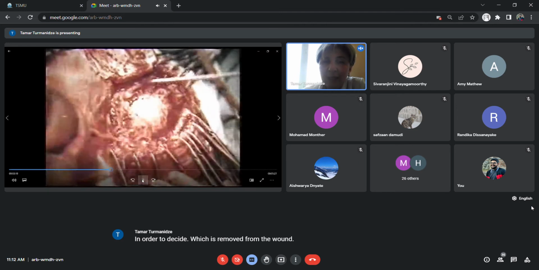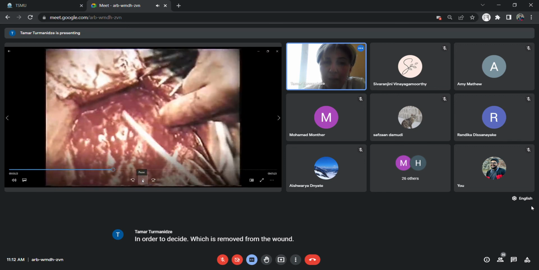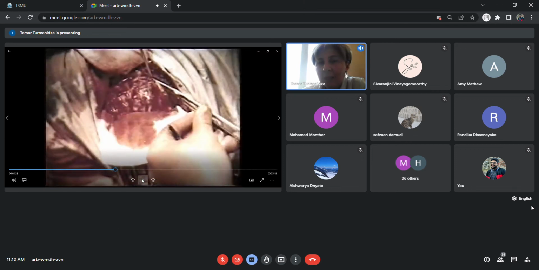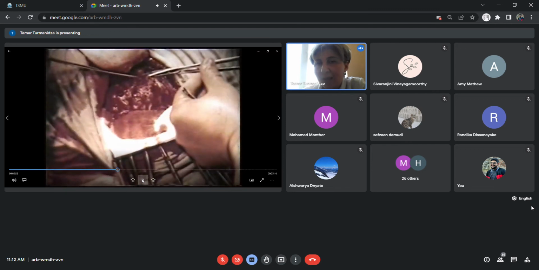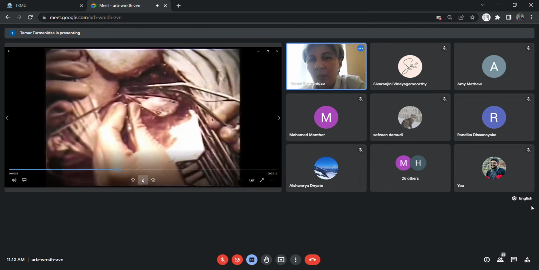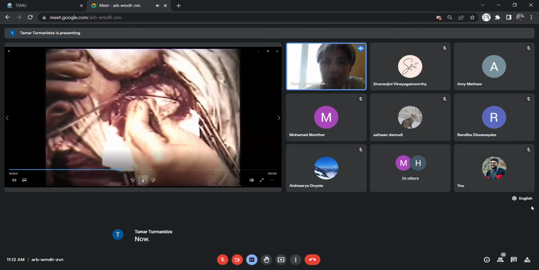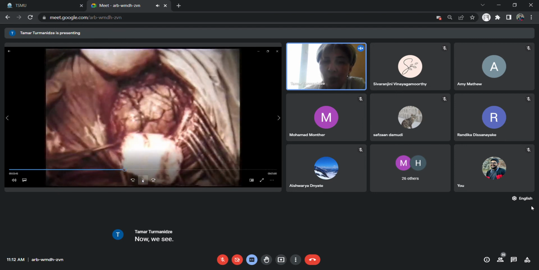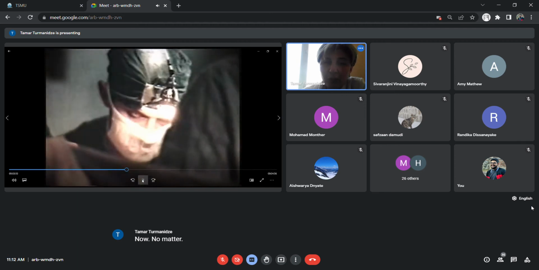So the cranial cavity is opened. And surgical intervention is done on the pathological process. Now, whatever the pathological process there, we are interested in the technique of the operation. How it's opened. So we see now how the dura mater is dissected. Dura mater is dissected and removed.